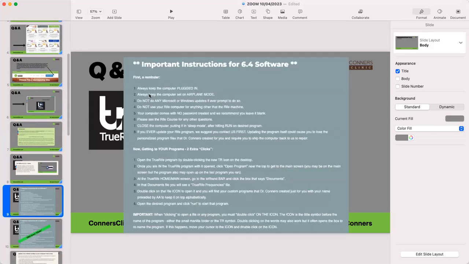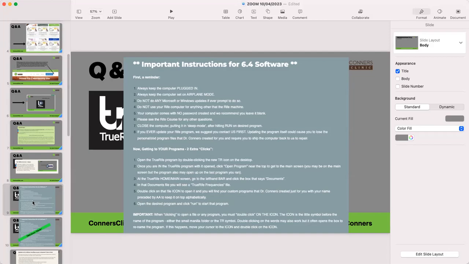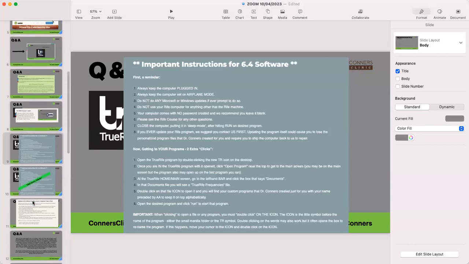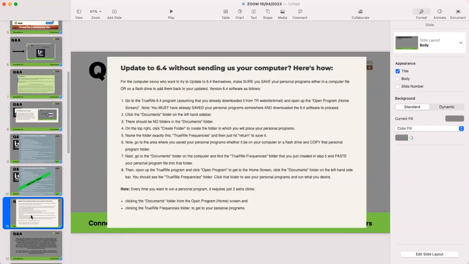And these are the other steps. You have to make sure that you have saved your program before the update. But if you already did the update and your programs are gone, okay, well then you're going to have to either send your computer back to us, or if you feel like you're really computer savvy, we could send your program on a flash drive and you could follow these instructions. I'm not going to go over them here. They're on the member site, on 2 pages: the home page of the member site, and on the Rife page. They're also on the Rife frequency course, so you could look at them there.